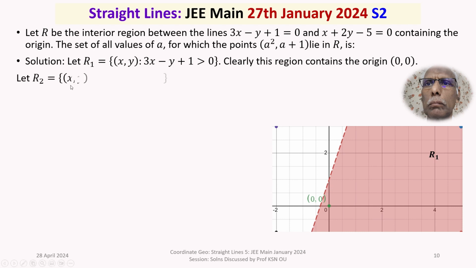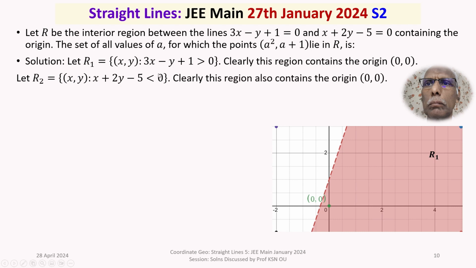And let R2 be the set of all those ordered pairs (x, y) such that x + 2y − 5 < 0. And test this (0, 0): 0 plus 0, 0 minus 5. Minus 5 is clearly less than 0. Therefore, this region R2 contains (0, 0) also.